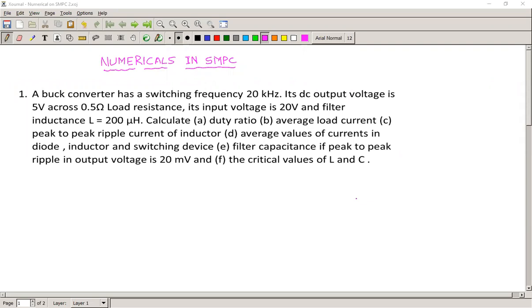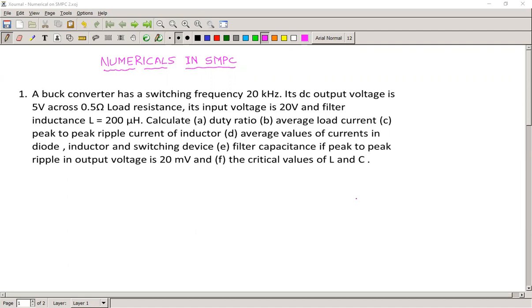In this class, we are going to discuss some numericals on the buck converter, boost converter, and buck-boost converter. Already we derived the expressions for the ripple in inductor current, ripple in output voltage, and the critical inductance and critical capacitance for the buck converter, as well as the boost converter and buck-boost converter. Now we will take up one numerical.